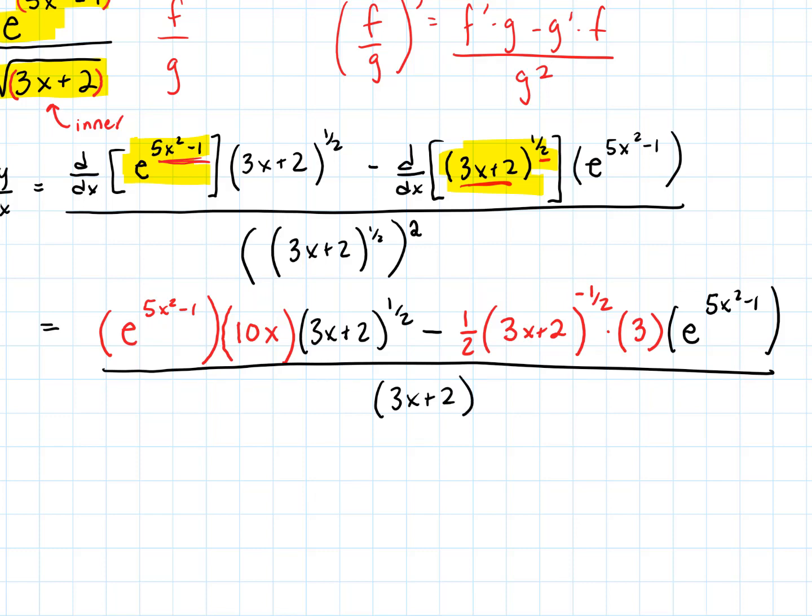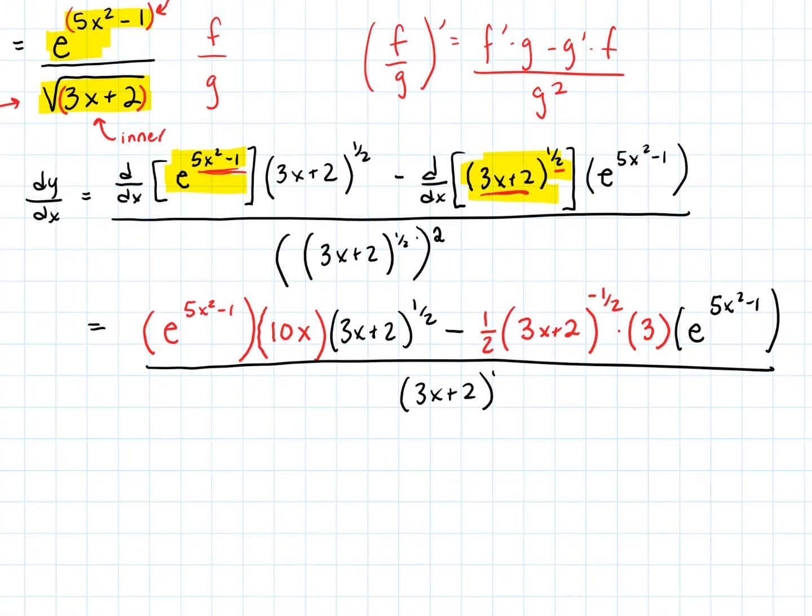When I have the 1/2 power, which is a square root, and I square it, of course, those two cancel out, or you could use rules of exponents and just multiply. 1/2 times 2 is 1. But that becomes just 3x plus 2 to the first power. Okay. Now we're going to get in here and we're going to simplify this thing.